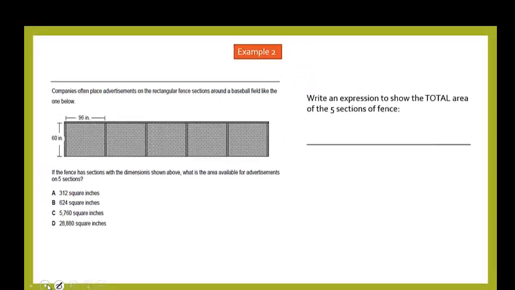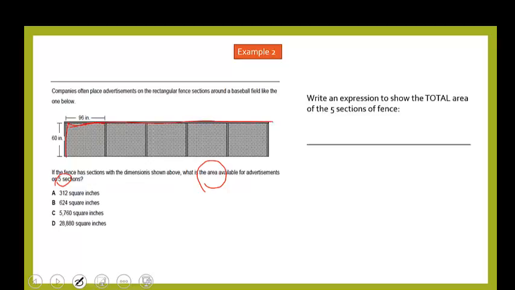Companies often place advertisements on the rectangular fence around the baseball field like this one shown below. If the fence has 5 sections with the dimensions shown above, what is the area available for advertisements on 5 sections? Okay, so this is where you have to be careful because I'm not just looking at this section right here.